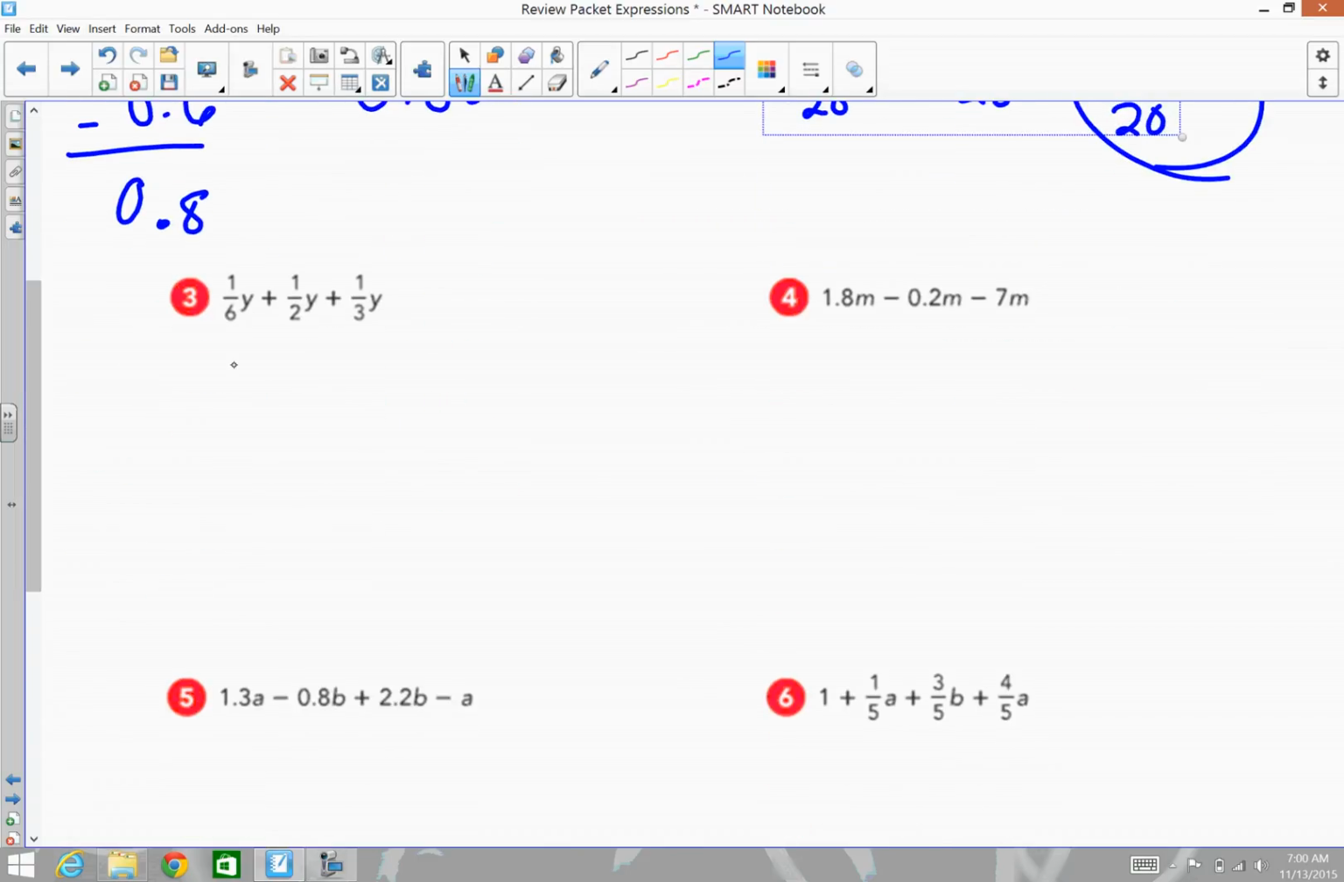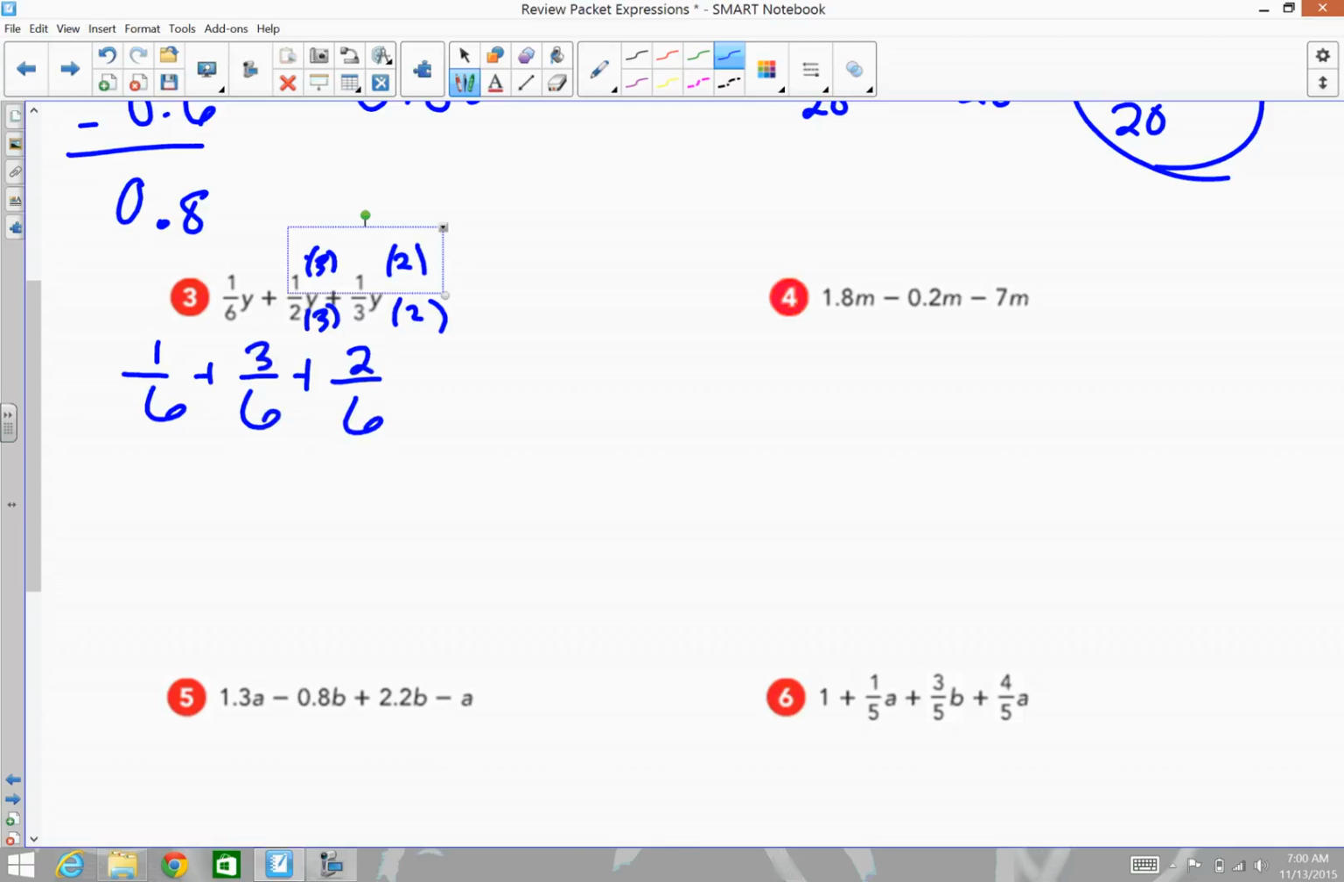Okay, again for this number 3, they all have a y, so we're going to be combining all of them together, but again we need common denominators. So what's common between 6, 2, and 3 is 6. So we'll multiply this fraction by 3 and this one by 2. So we get 1/6 plus 3/6 plus 2/6. Okay, and we should get 6/6y or just 1y, or you could even write that as plain old y.